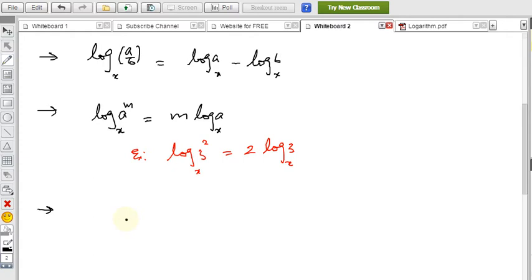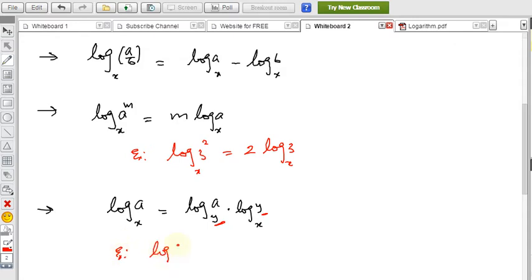Next, log a to the base x. This we can write in this notation also: log a to the base y into log y to the base x. If you observe here, this y and this y are the same. That's why you can take any other number: log a base y into log y base x. So we can write like this.